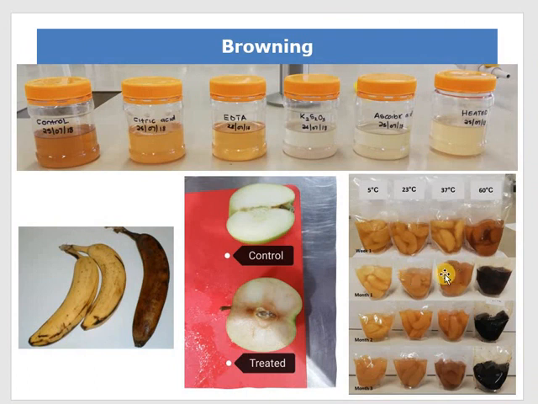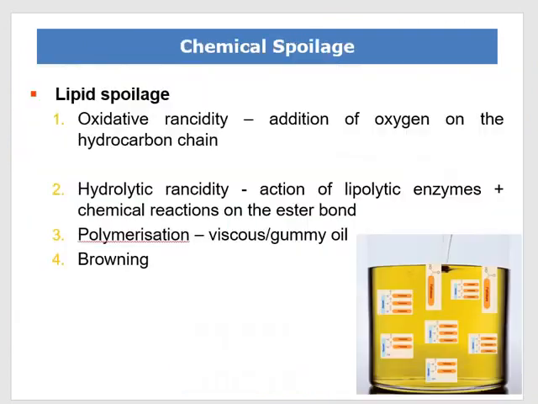So that is just pictures illustrating the types of browning, whereby you have enzymatic and non-enzymatic browning. Non-enzymatic browning is divided into three: ascorbic acid degradation, the Maillard reaction, and lastly caramelization, which takes place because of higher temperatures and longer storage times.